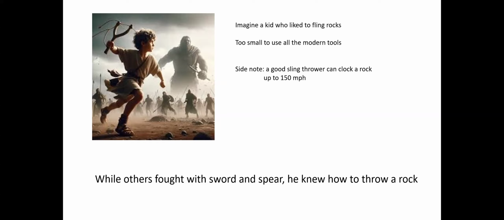And so while others fought with sword and spear and were not able to defeat the giant that was in front of them, he knew how to throw a rock. So the things that made him unique gave him the capabilities to kill a giant. He could knock the fly off of the giant's head with a rock.